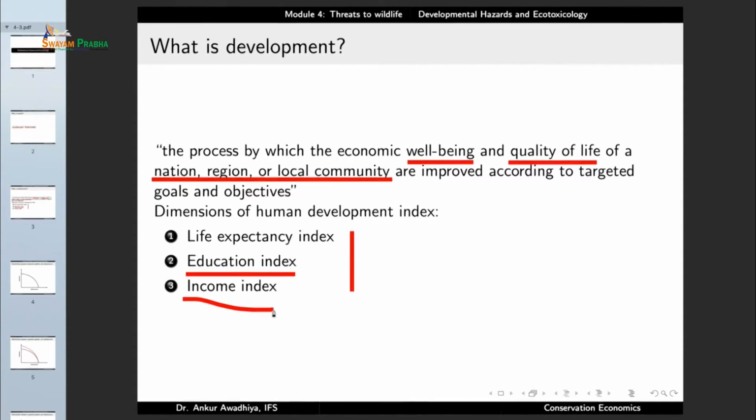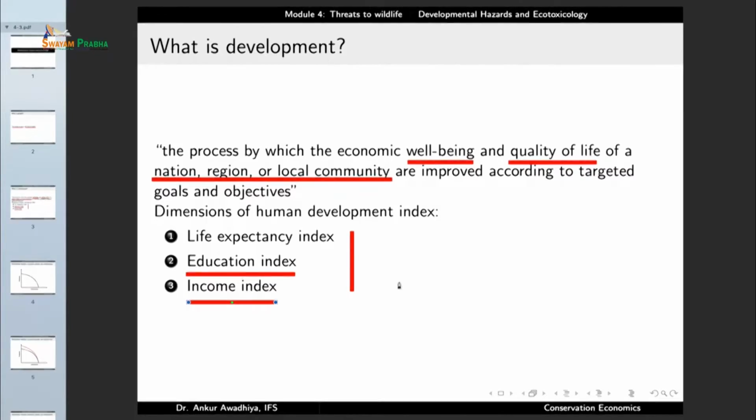Income index, how much income do people receive and what is the level of equality or inequality in the society. When we talk about income index, we look at how much can a person expect to earn and also what is the level of income inequality in the society.